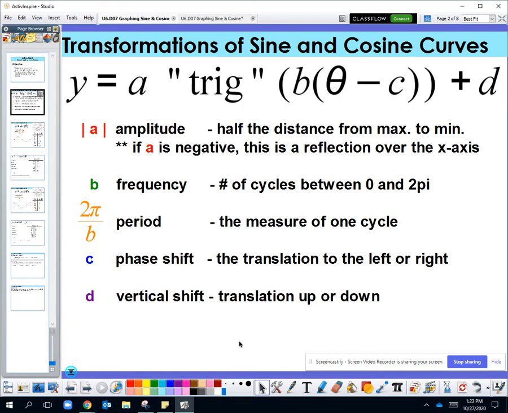The only thing different here is just the names of them. Instead of a vertical stretch or shrink, we would refer to that as the amplitude. So you may need to pause and write down this information if need be, but the absolute value of A out front is the amplitude. If A is negative, we know that's a reflection over the x-axis. The B value is the number of cycles that occur between 0 and 2 pi. The period, the formula for that would be 2 pi divided by the value of B. The phase shift is our left or right translation, and then vertical shift is our up and down translation.